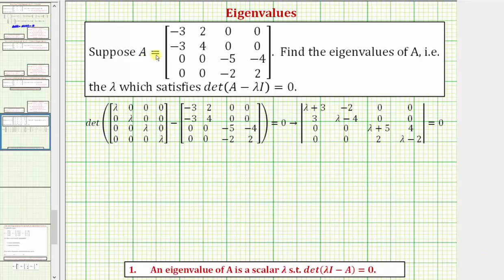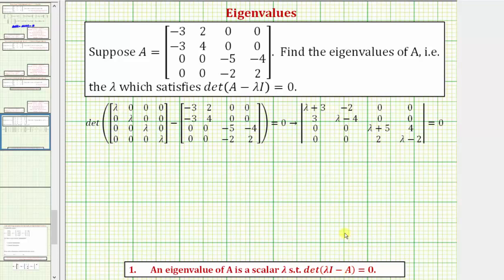We're given matrix A, which is a 4x4 matrix, and we're asked to find the eigenvalues of A. The eigenvalues of A are the values of lambda that satisfy the equation the determinant of the difference of matrix A and lambda times I equals 0, which can also be expressed as the determinant of the difference of lambda I and matrix A equals 0 as shown here. Let's go ahead and use this form of the equation.